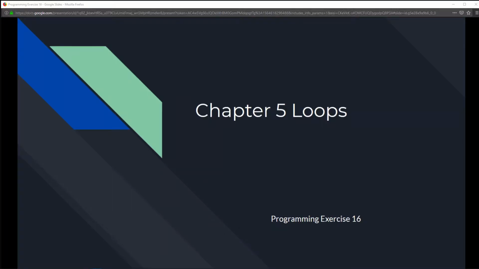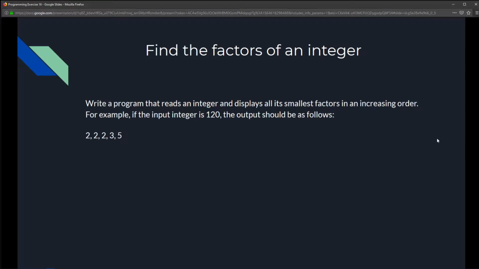This is Chapter 5, Loops, Programming Exercise 16, Find the Factors of an Integer. Write a program that reads an integer and displays all its smallest factors in increasing order. For example, if the input integer is 120, the output should be as follows.